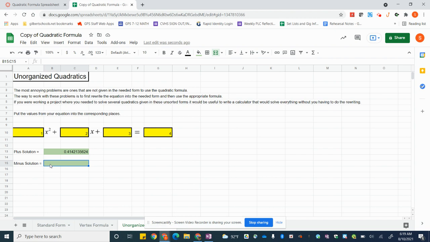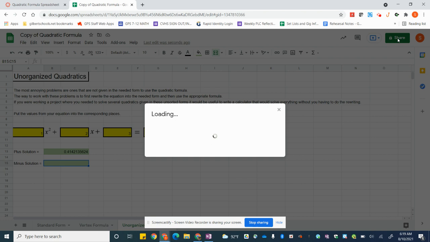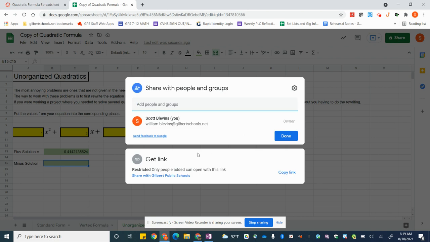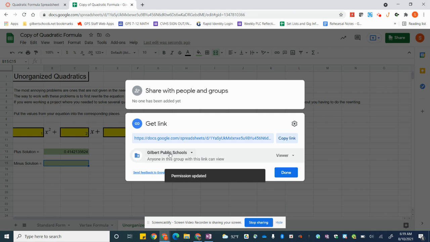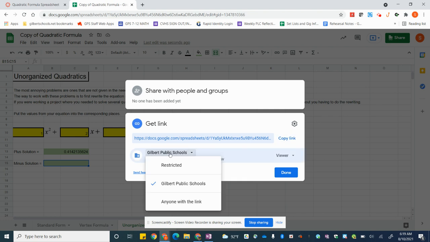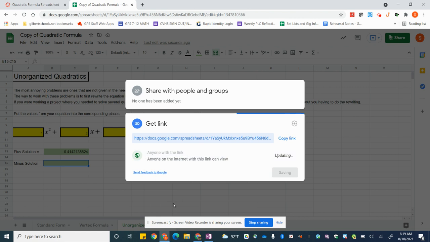So let me show you how the submission part works for those of you who are ready to go there. If you come up over here to the top right and you click on share, you should see something that looks like this. Come down here at the bottom where it says share with Gilbert Public Schools. I find that it's just safer if you choose anyone with the link. Right? This makes sure whoever has the link is going to be able to do what they need.